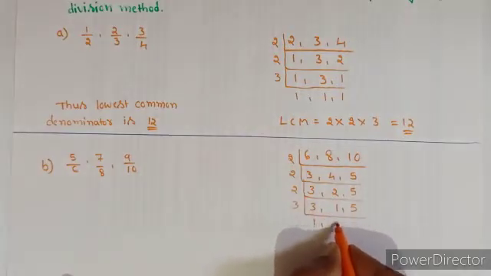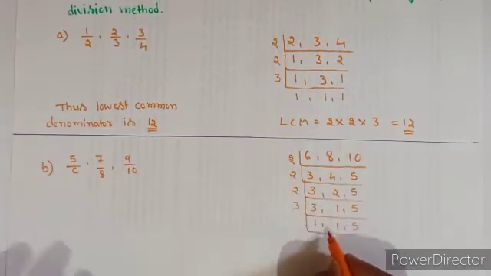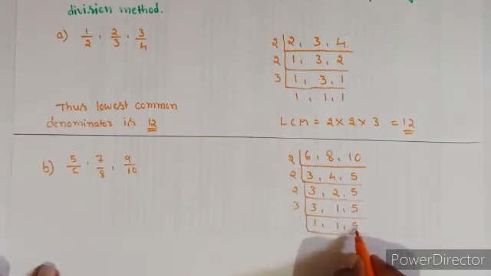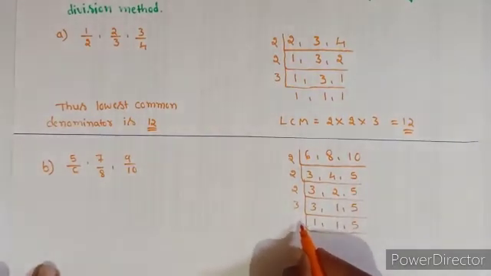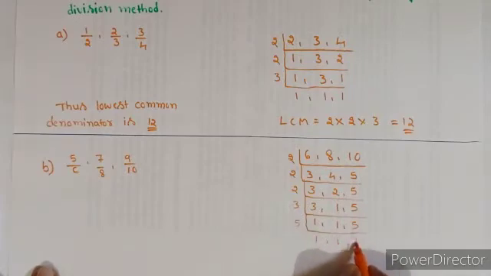Okay, bring down 1 as it is. From 3 we can't divide 5, so bring down 5 as it is. Here we got 1 1 5, right? Here again the smallest prime number which divides at least one of the given numbers is now 5. Bring down 1 as it is, and this one is also as it is. 5 ones are 5.